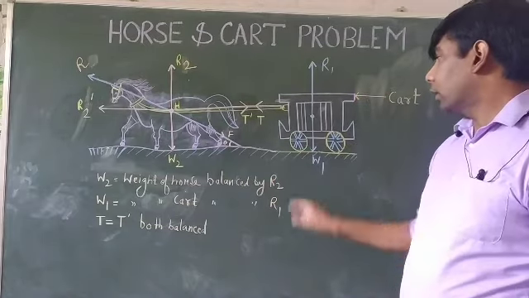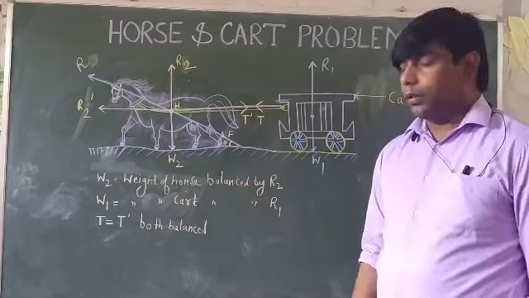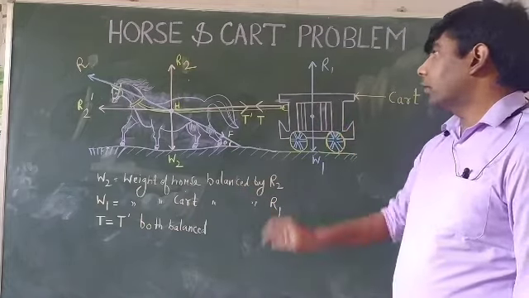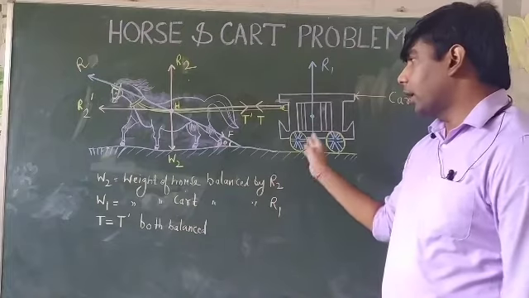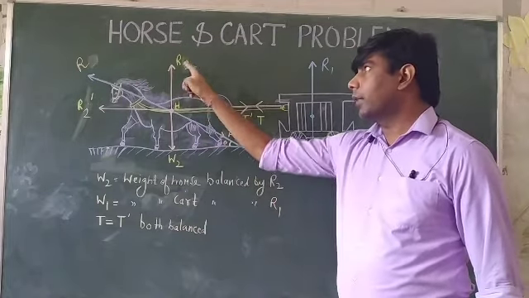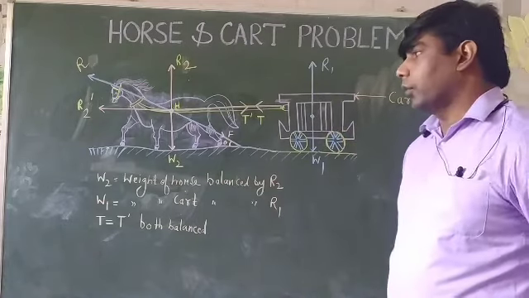Now comes the cart. The cart will also have some weight. Let us say the weight of the cart is W1. Here also there will be a reaction force R1, and both get cancelled. That is balanced. The weight of the horse is balanced by the reaction force R2, and the weight of the cart is balanced by the reaction force R1.